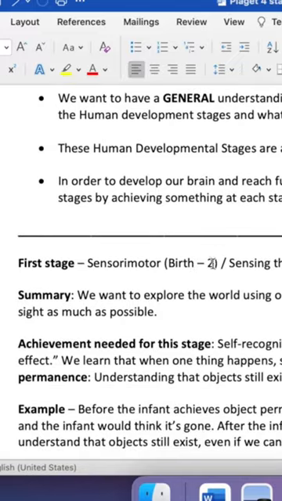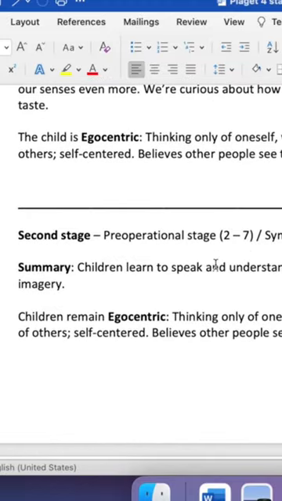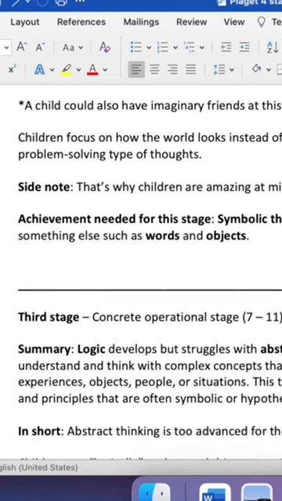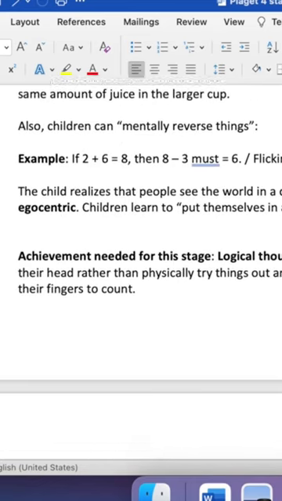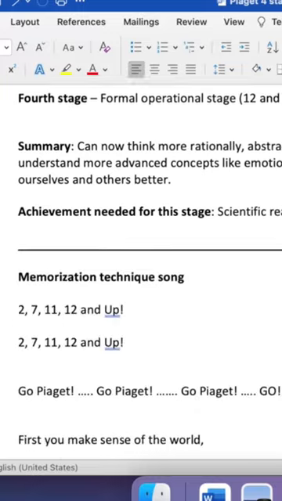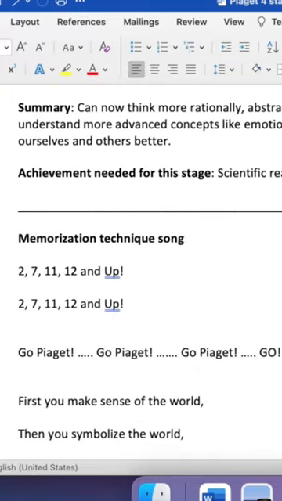If the first stage, the cutoff is 2, the second stage, the cutoff is 7, the third stage, the cutoff is 11, and the fourth stage, the cutoff is 12, well, technically up, but 12 and up, right? So when we look at it this way, 2, everything before 2, 7, everything before 7, so it would be the 2 to 7, 11, everything before the 11, so that would be the 7-11, and then 12 and up.